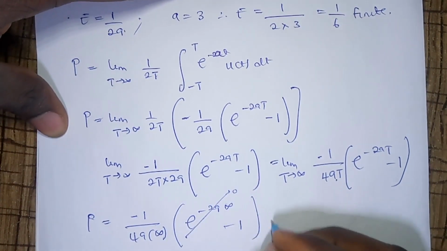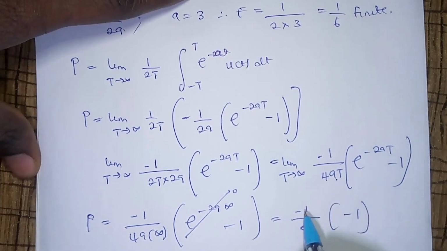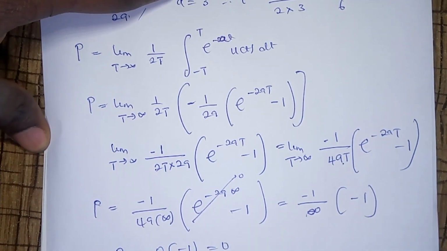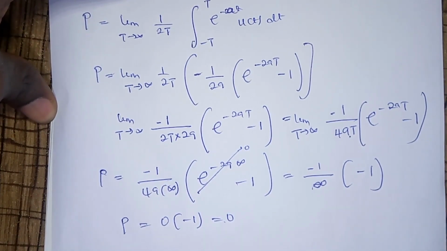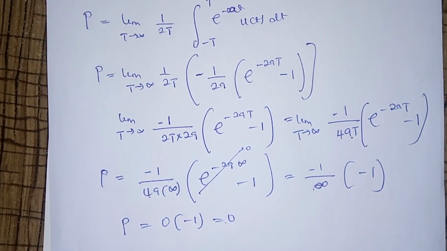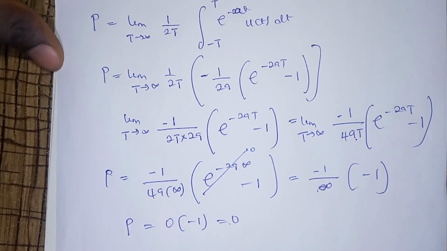Remember that the exponential term is going to give us 0. So this becomes negative 1 over infinity, times negative 1. 1 over infinity is 0. So power is equal to 0 times negative 1, which is 0. If power is 0, the energy is finite, equal to 1 over 2a, and power is equal to 0. What would that be? That is an energy signal, because we know from the definition that an energy signal has finite energy and 0 power. You get the point? So let's solve the next question.